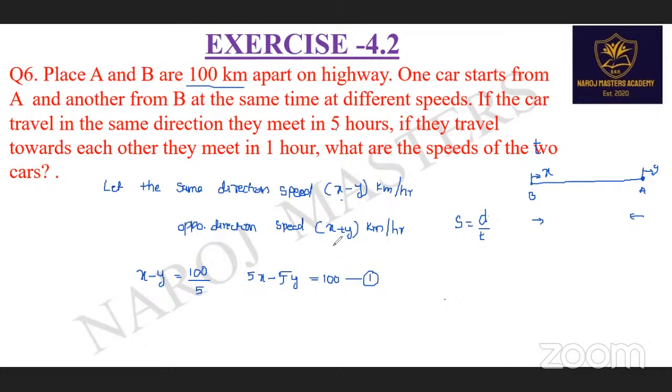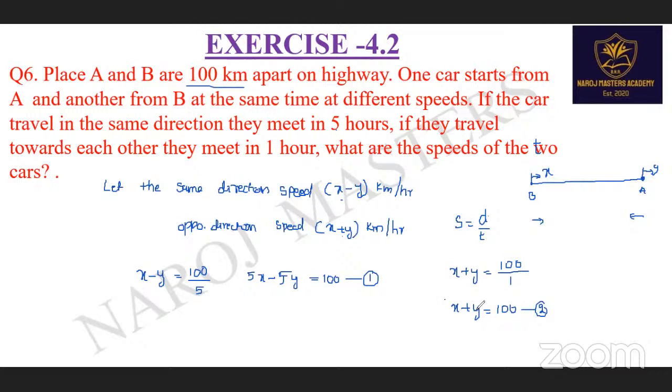What about the second statement? So x plus y is the speed in the opposite direction. Take the second equation: speed is equal to x plus y. Distance is the same 100 kilometers, divided by time taken, which is 1 hour. So x plus y is equal to 100. This is our second equation.